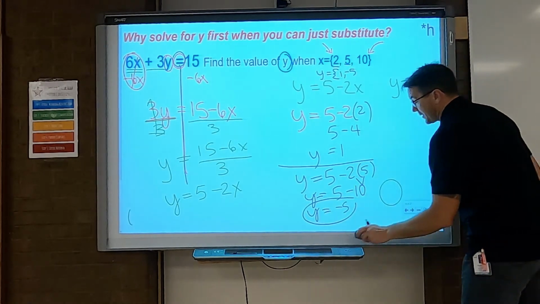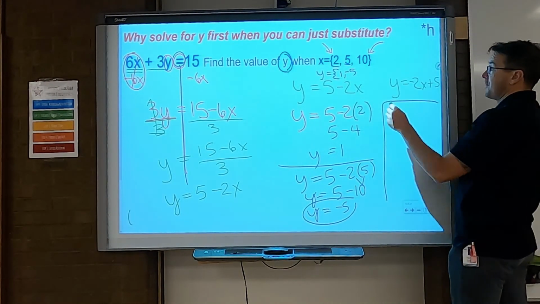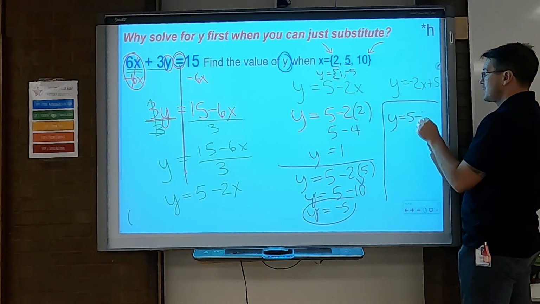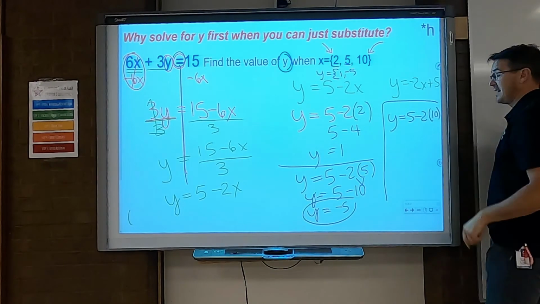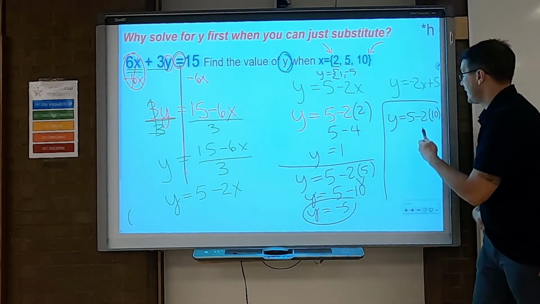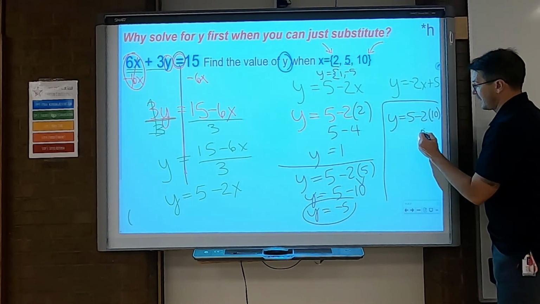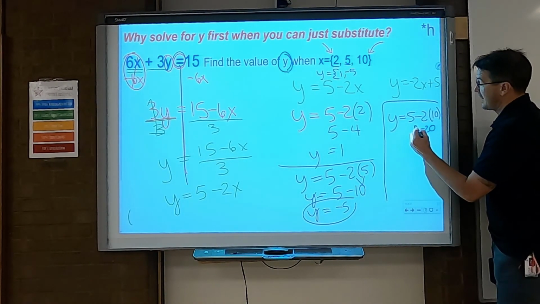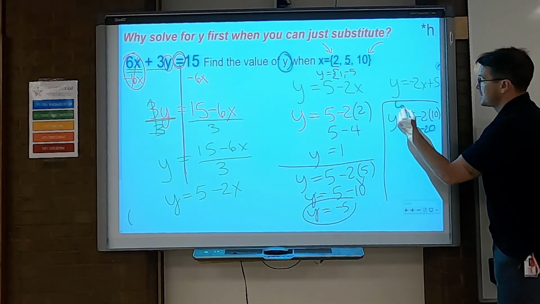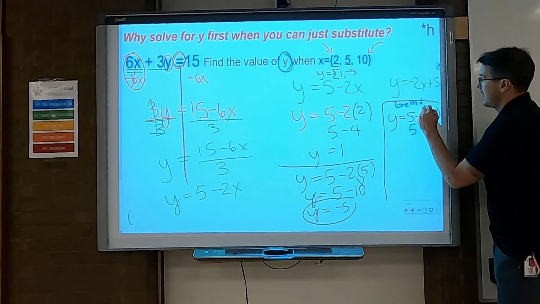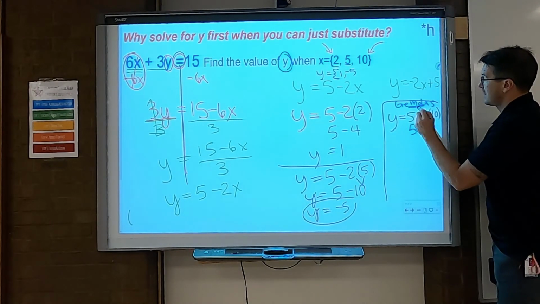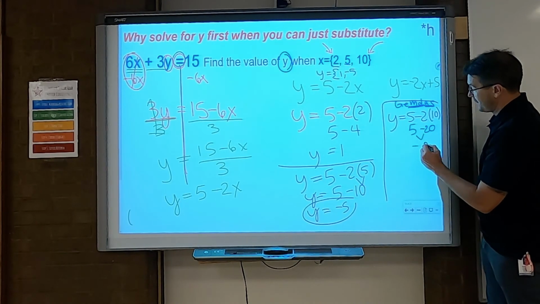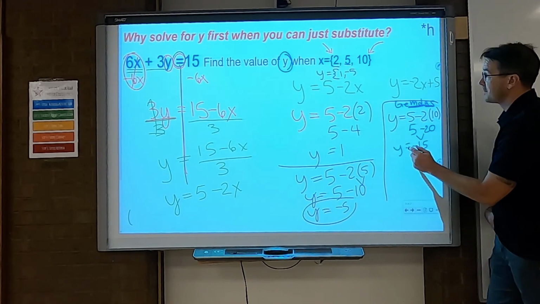And then finally, for the last one, I'm going to find for 10. I can go y equals 5 minus 2 times, and I substitute the value of 10 in. And again, negative 2 times 10 is negative 20, because it's the order of operations, multiplication before addition or subtraction. And I put a 5 there. Remember our GEMDAS. Multiplication or division comes before adding or subtraction. And now I go 5 minus 20 is negative 15, and so y equals negative 15.